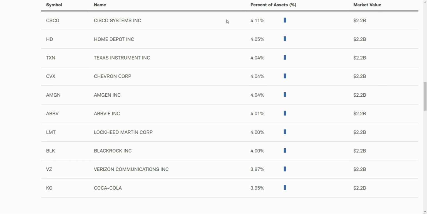And although the fund has that methodology to keep each holding below 4%, you're going to have that happen when this fund rebalances. Now, as far as the top 10 holdings go, you're going to see Cisco, Home Depot, Texas Instruments, Chevron, Amgen, AbbVie, Lockheed Martin, BlackRock, Verizon, and Coca-Cola. So really good quality companies with good diversification among industries. And one of the things I like about this ETF and its methodology is that at the top, it does have quite a bit of diversification, not only when it comes to the companies and industries, but also the holdings at the top. There isn't too much drift, with Cisco being 4.11% of the entire assets under management of the ETF, and Coca-Cola being 3.95% of the total assets in this portfolio.